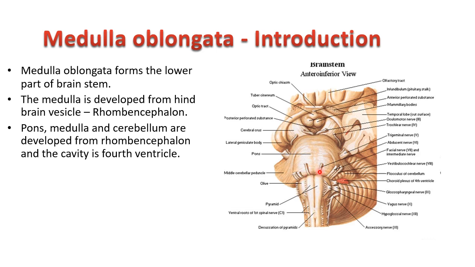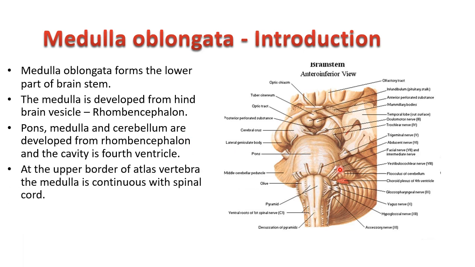And you know, from the fourth ventricle only, the CSF secreted in the ventricles escapes into the subarachnoid space via the opening in the roof of the fourth ventricle, which is called the foramen of Magendie and foramen of Luschka. So, as I told you, at the upper border of the atlas or the first cervical vertebra, the medulla continues as the spinal cord, and mainly the last four cranial nerves.